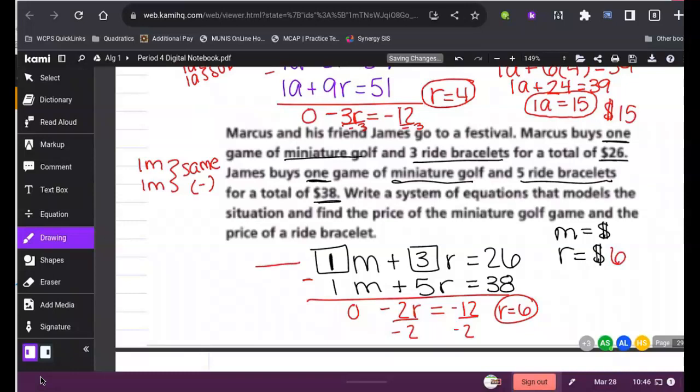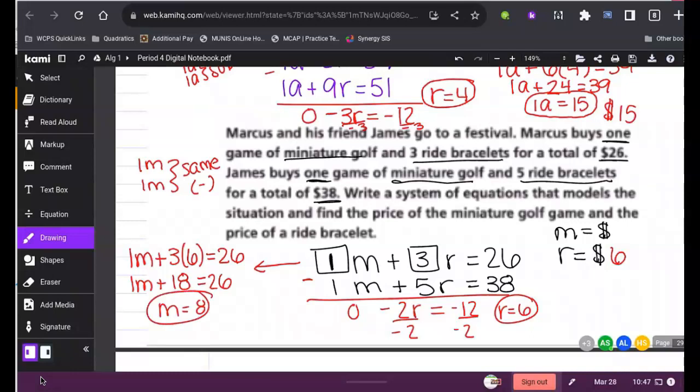Now we need to go back to our original equation. 1M plus 3 times 6, because that's the price, is equal to 26. Now I'm just going to simplify that. 1M plus 18 is equal to 26. I'm going to subtract 18 on both sides, so I get 1M is equal to 8. That means our mini golf games cost $8 each. So our solution is (8, 6).